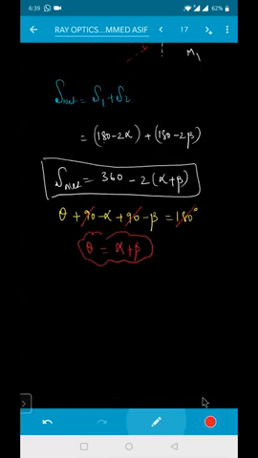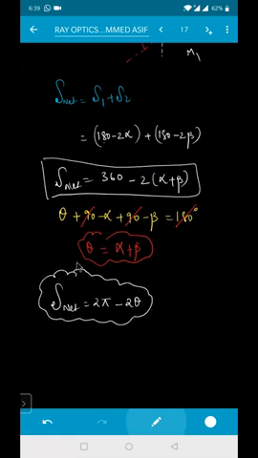That means delta net will become how much? Delta net will be equal to 360, which means 2 pi radians, minus 2 theta. Can I write like this? So delta net is equal to 2 pi minus 2 theta. Is it clear? Yes, sir.